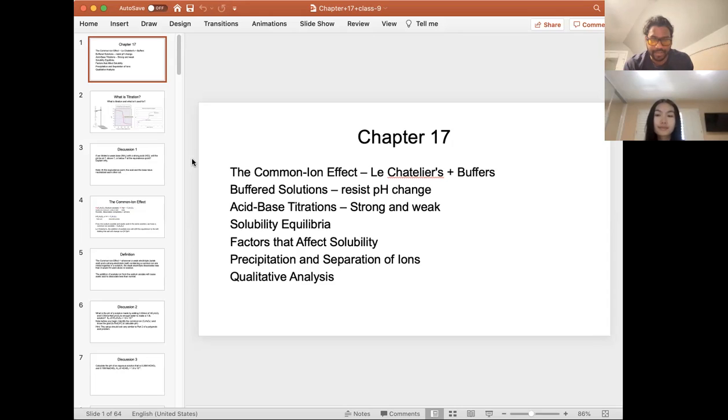So precipitation and separation of ions. Separation of ions means breaking it down into Na+ and Cl-. Precipitation means it's going to be insoluble; it's going to turn into a solid. Then qualitative analysis, that's just the difference between qualitative and quantitative. Quantitative is measurable. If we did an acid-base titration, quantitative will tell you how much percentage of that is an acid and how much is a base. Qualitative is just, is it more acid or is it more base?